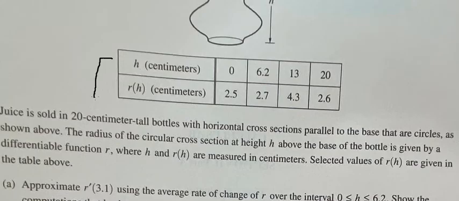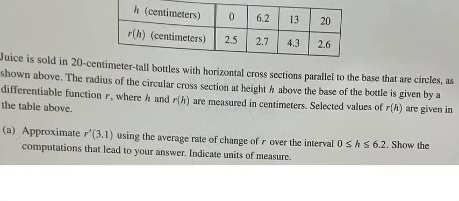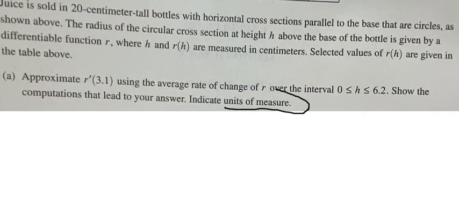Here is the table. Question A. Approximate the first derivative of the function r at h equals 3.1 using the average rate of change of r over the interval from 0 to 6.2. Show the computations that lead to your answer. They always ask you to use units of measure.